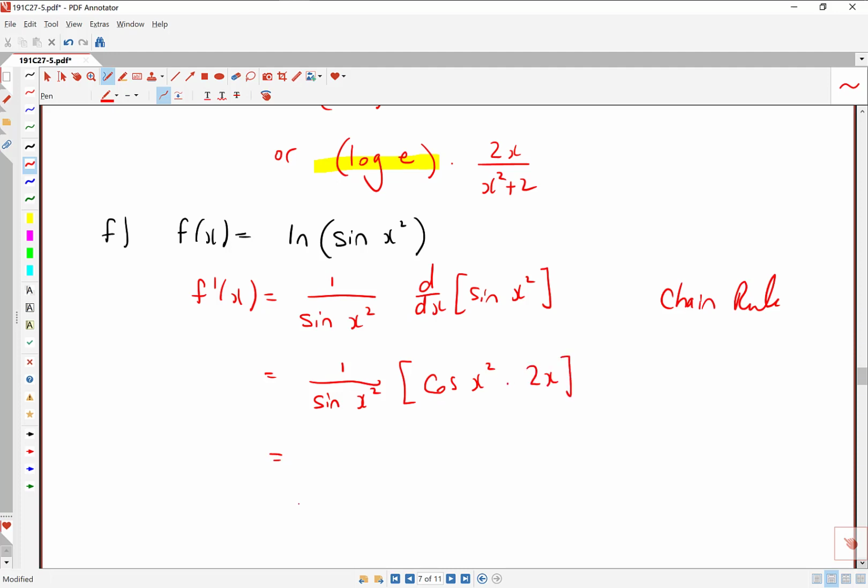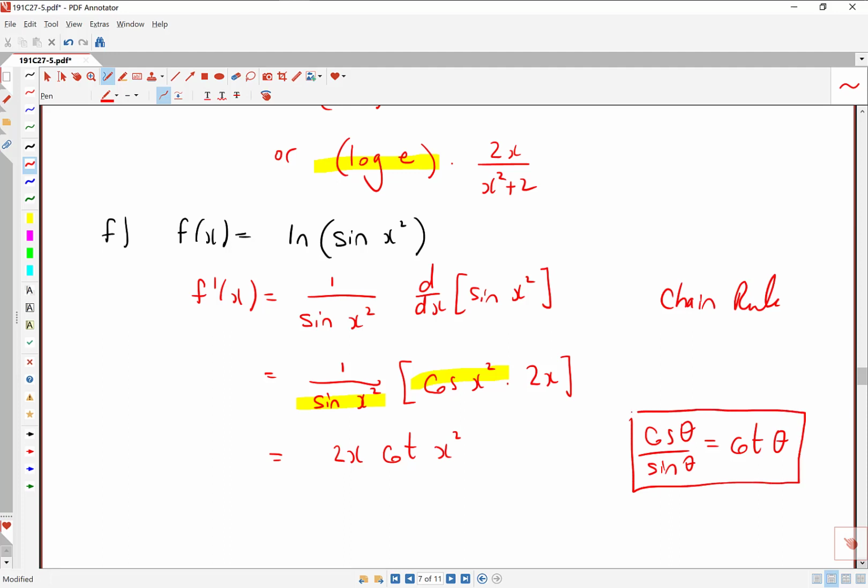Then if we think about how to put all this together, we've got 2x times a cos function divided by sine of that same angle. Cos of an angle divided by sine of that same angle gives us cotangent of that angle. So cotangent x squared. We're using the identity here that cos theta over sine theta is equal to cotangent theta, no matter what your theta value is.